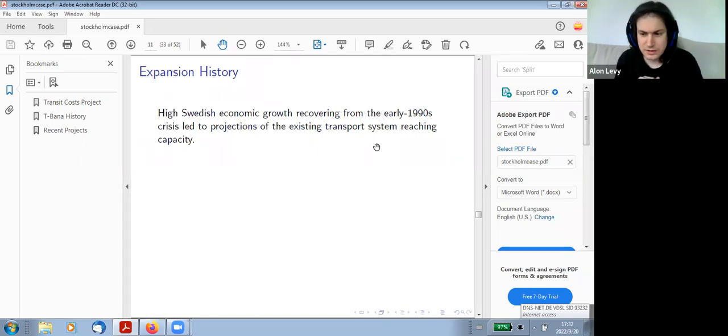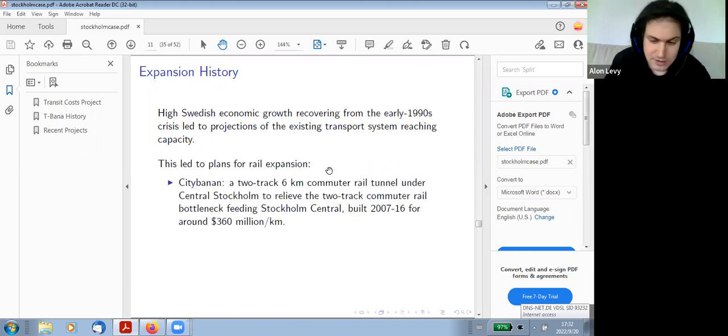So economic growth, also quite a lot of population growth. In fact, population growth has already reached 2030 estimates that were made in the 2000s because of high immigration levels. And so the existing transport system has struggled. So this led to two big plans. The first is Citybanan. This is a commuter rail tunnel.